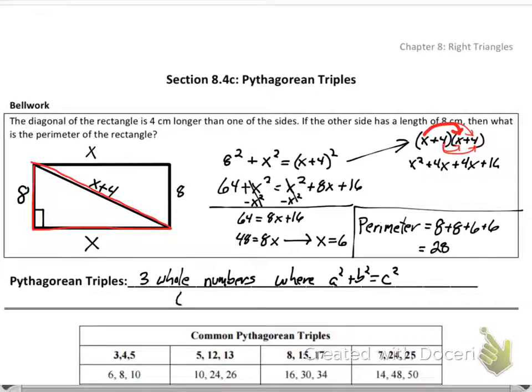That means no fractions, decimals, radicals, or anything else. It has to be a whole number. And there's tons of these. There's tons of these triangles that are perfect whole numbers where our hypotenuse comes out perfect.